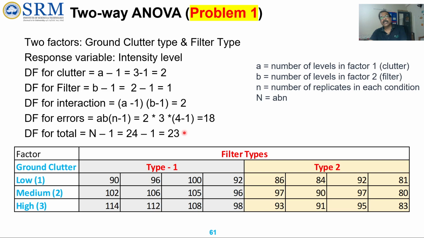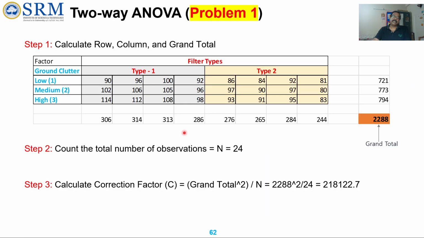So what is the next step? We need to calculate, similar to method 2 of one-way ANOVA, the row total, column total, and grand total. So we calculate the row total here: 721, this total 731, this total 791. Then the column totals: 306, 314, and 81 plus 80 plus 83 is 244, 92 plus 97 plus 95 is 284. All this cumulative total is 2288.